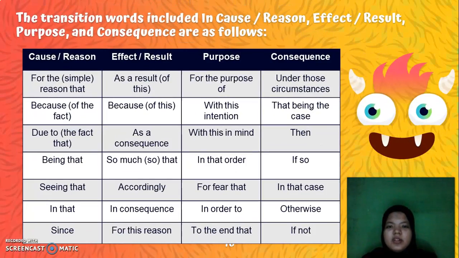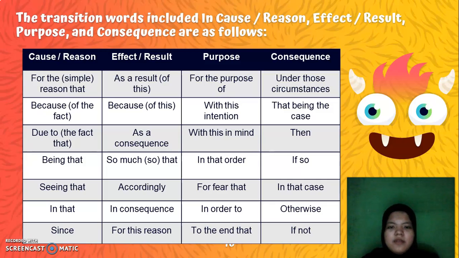The transition words include in cause or reason, effect or result, purpose, and consequence are as follows. Cause or reasons. There are for the simple reason that, because of the fact, due to the fact that, being that, saying that, in that, since. Effect or result. There are as a result of this, because of this, as a consequence, so much so that, accordingly, in consequence, for this reason.